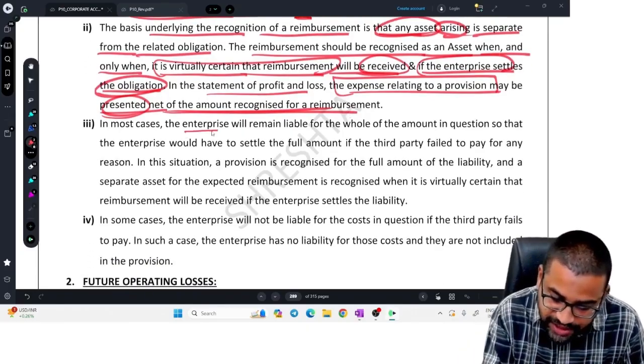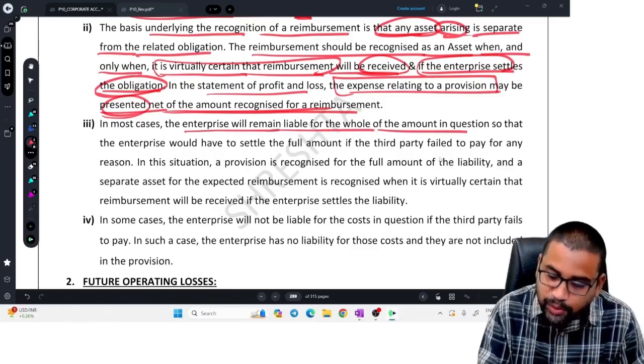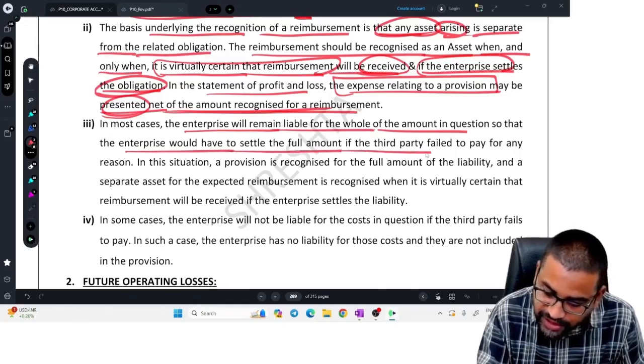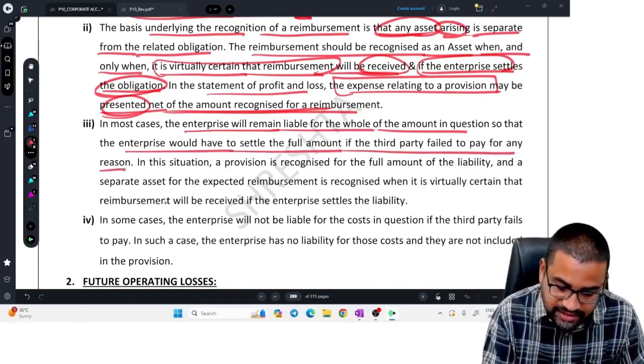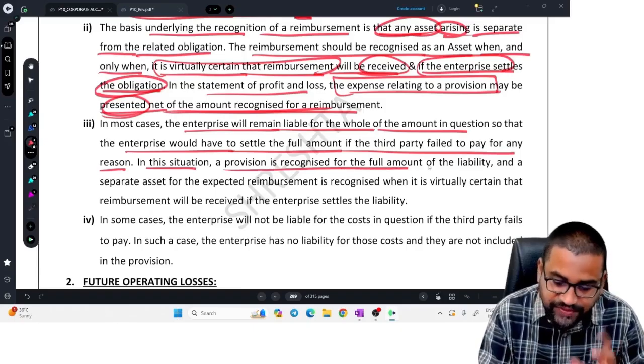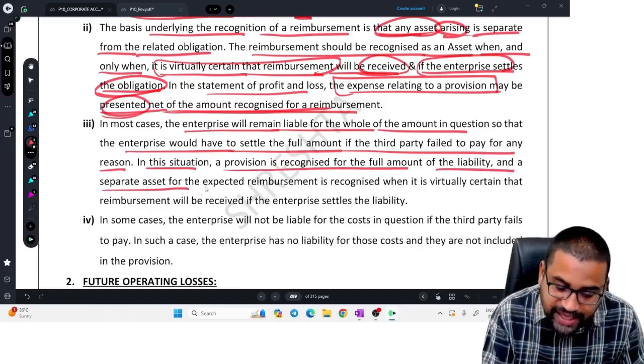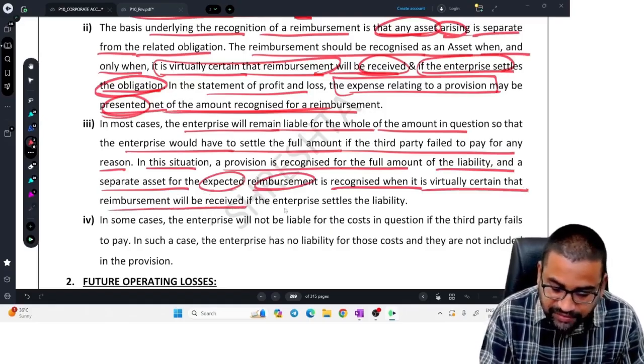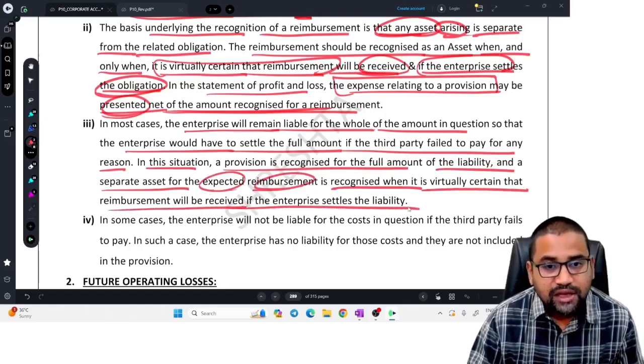In most cases, the enterprise will remain liable for the whole of the amount in question, so that the enterprise would have to settle the full amount if the third party fails to pay for any reason. In this situation, provision is recognized for the full amount of the liability, and a separate asset for expected reimbursement is recognized when it is virtually certain that reimbursement will be received if the enterprise settles the obligation.